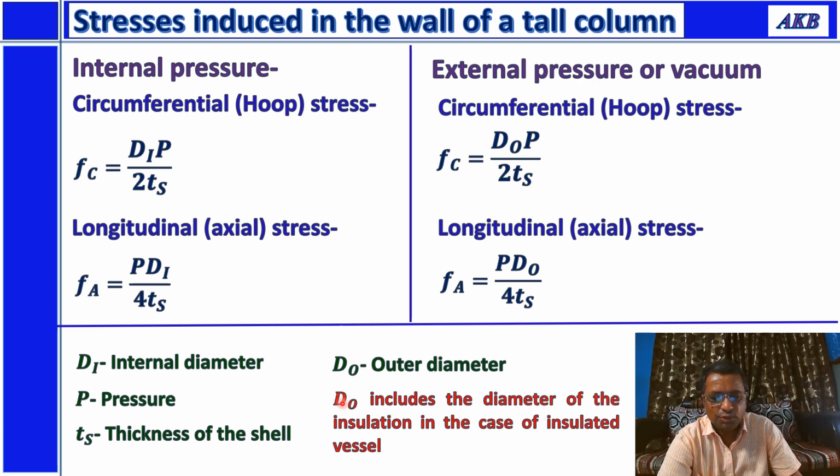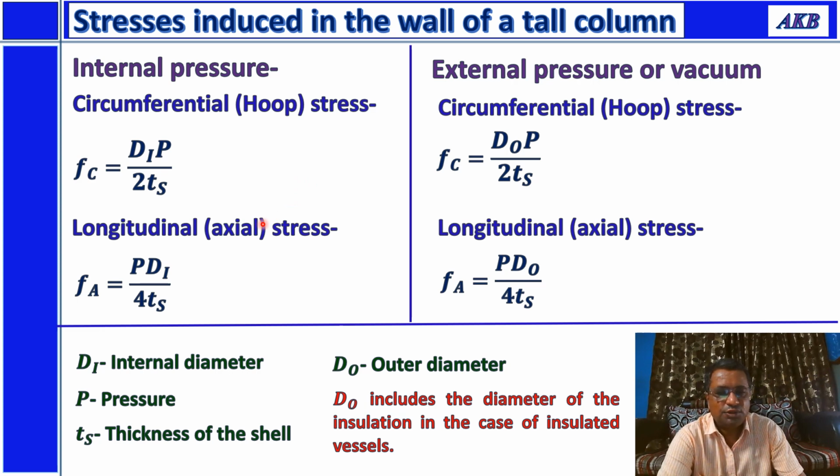When you talk about dO, if it is an insulated column, dO will also include the diameter of the insulation. So you have to take care if you are analyzing stresses due to external pressure, and when you consider dO, and if the column is an insulated column, dO will include the diameter of the insulation as well. So in case of insulated columns, dO includes the diameter of the insulation.